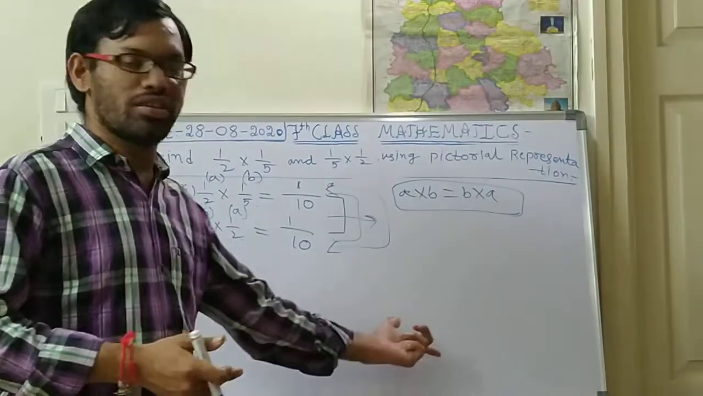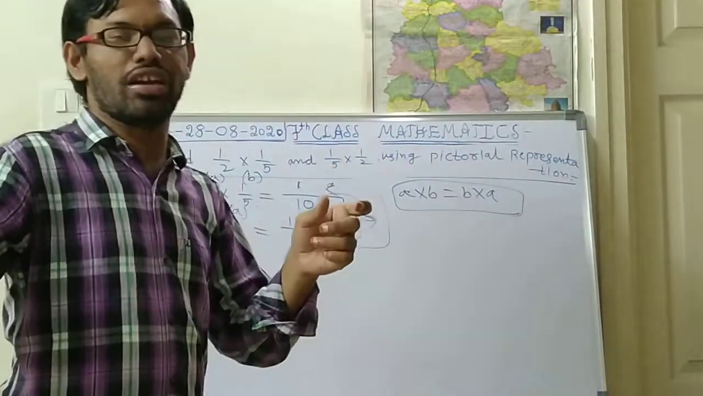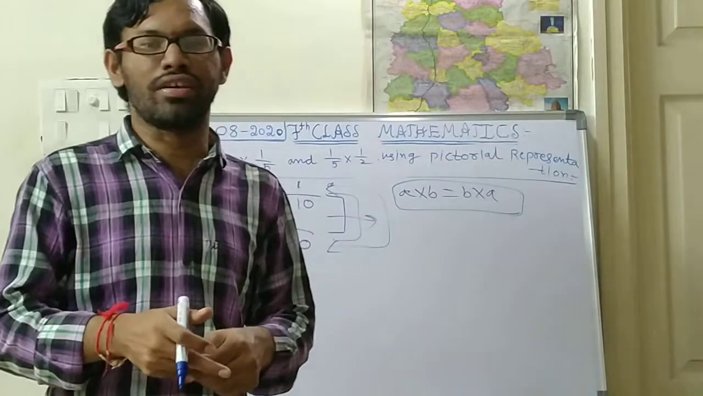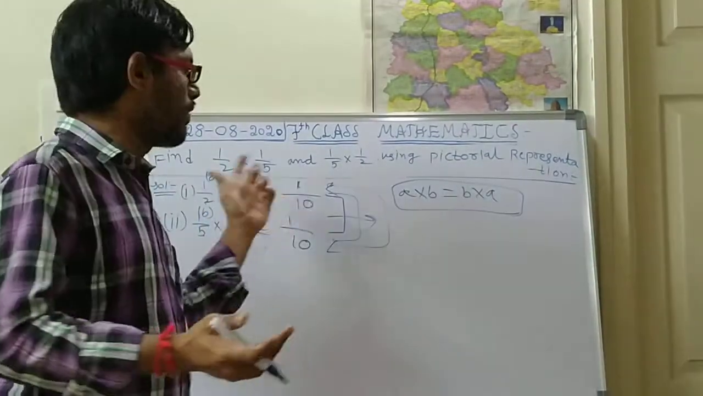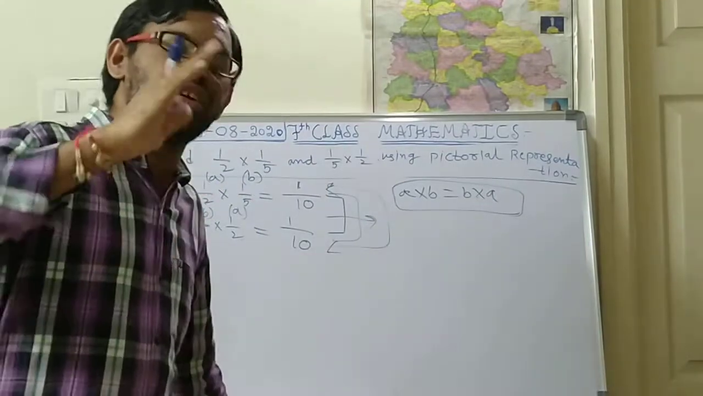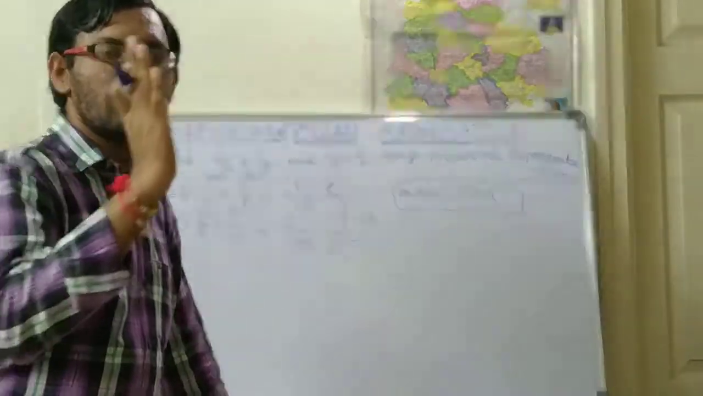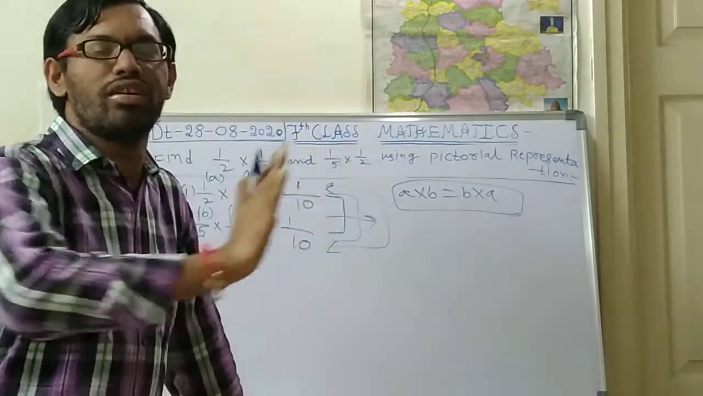Okay, you are seeing the unitary method. For 15 pens 30 rupees, for 1 pen how many rupees? Like that also you are seeing, is it right? That is business math, the unitary method. So every chapter is linked with one other chapter. Don't keep the limit only to that chapter.